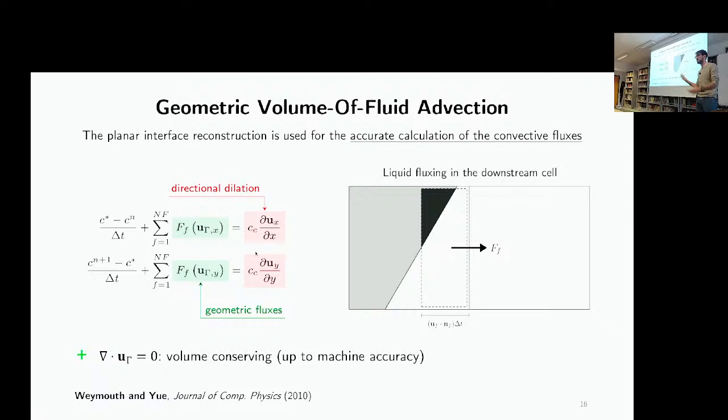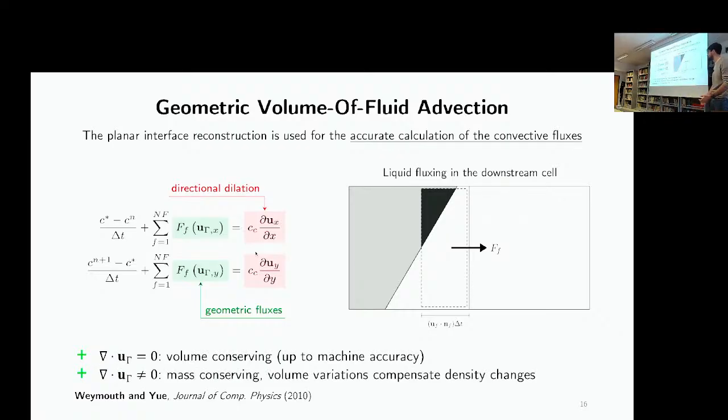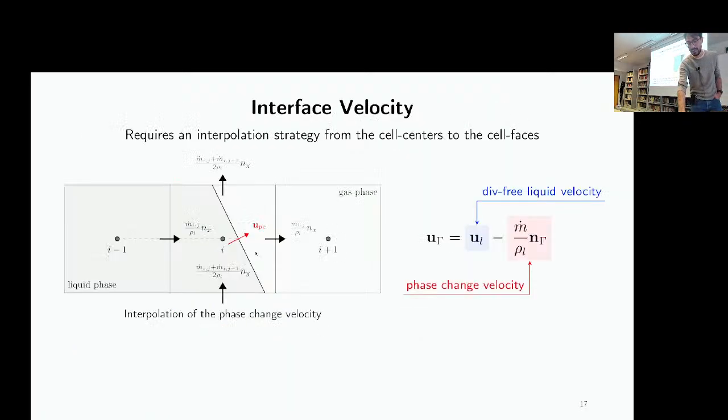In my presentation, not all simulations are incompressible. If the flow is not incompressible, this method is still mass conserving because volume variations compensate the density changes. So the message here is that if we have an interface velocity, we can transport the interface. The interface velocity with phase change depends on the liquid velocity, a divergence-free liquid velocity for incompressible flows, and a phase change velocity, which is a function of the vaporization rate m dot.